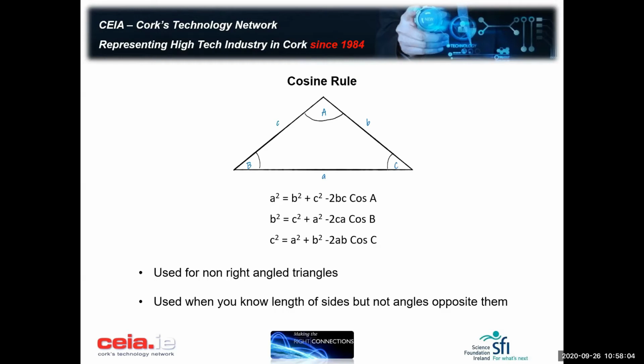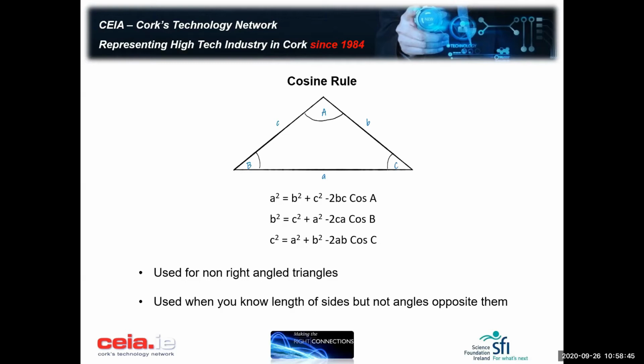So the cosine rule says that a squared equals b squared plus c squared minus 2bc cosine of A. But you can also write it as b squared equals c squared plus a squared minus 2ca cosine of B. Or you can write it as c squared equals a squared plus b squared minus 2ab cosine of C.